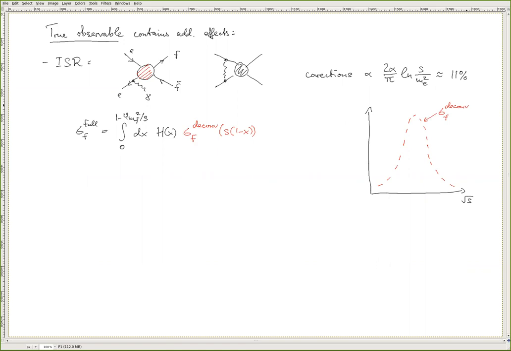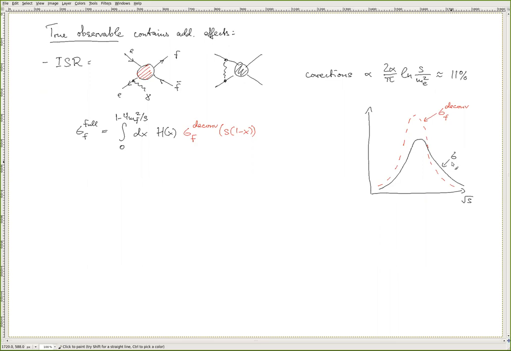But once we take into account initial state radiation, this changes in a number of ways. So the new curve actually will have a smaller peak. It's not as high as before. The peak is also shifted to the right, to higher energies, right? Because if you want to produce a Z boson on shell, some of the energy already goes to the photons. So you have to have overall more energy in your collision in order to make the Z boson. So it's shifted, the peak is smaller, and it also becomes asymmetric.